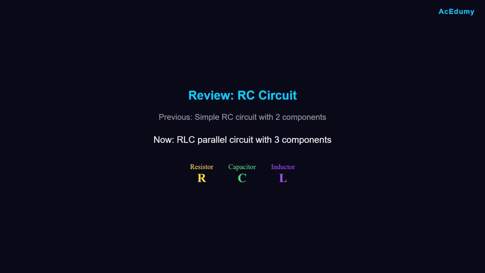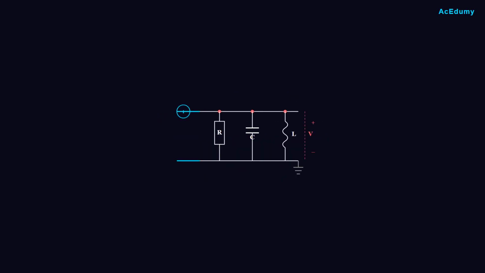Now we'll apply the same approach to a more complex circuit with three components, a resistor, capacitor, and inductor, all connected in parallel. Here's our RLC parallel circuit. We have a resistor R, a capacitor C, and an inductor L, all sharing the same two nodes. A current source provides the input current I, and we measure the output voltage V across the parallel combination.